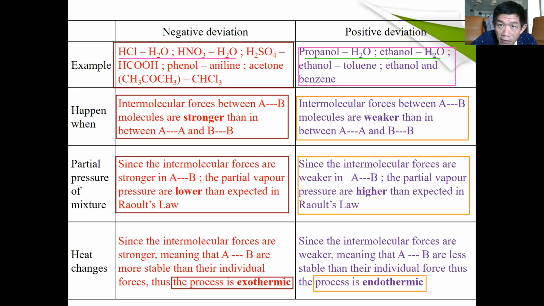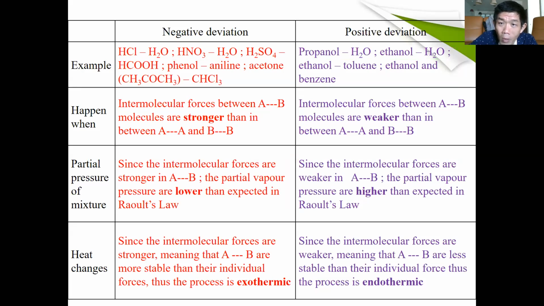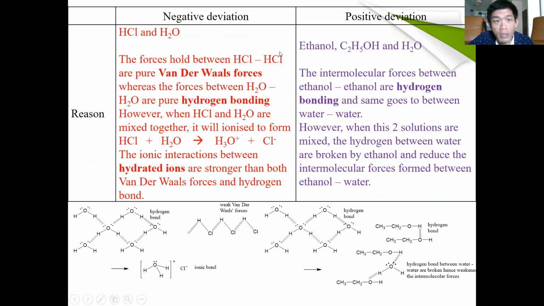Okay, next we are going to have a look at what causes a negative or positive deviation. Why does an acid-water mixture usually cause a negative deviation? Why does an alcohol-water mixture usually cause a positive deviation? Let's have a look together. Okay, so this is due to, now for example, we said H2O. Now, this is the intermolecular forces between H2O and HCl individually, and between water and ethanol individually.